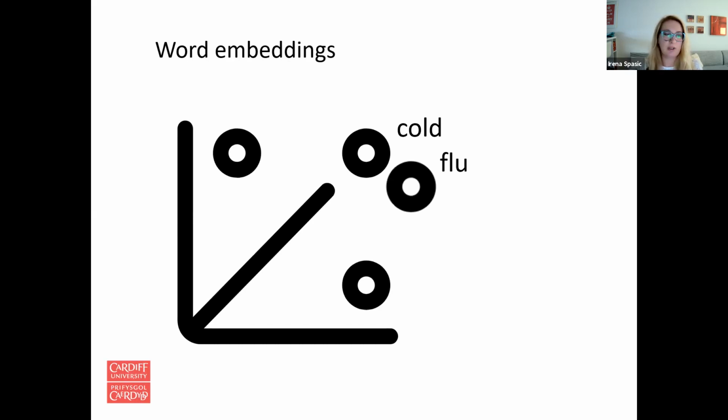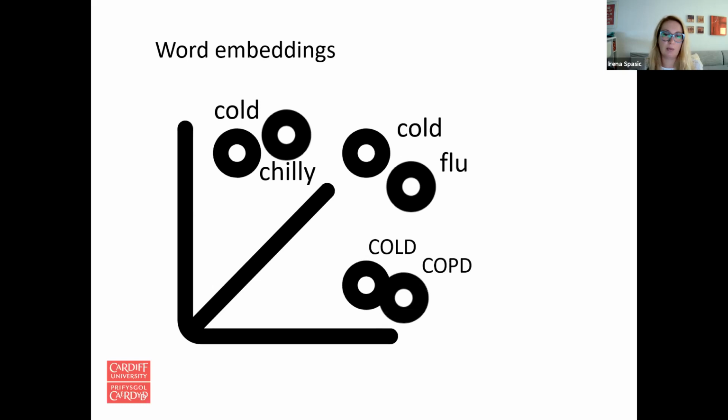And moreover, when the same word is used in different contexts, it can have different embeddings that reflect the current context. For example, the embedding for the word cold used in a sentence such as "I feel very cold" would be distinct, and it would be close to other words such as chilly. And similarly, when it is used in a sentence such as "smoking is a major factor in cold exacerbations," its embedding is expected to be close to its synonym, which is COPD.